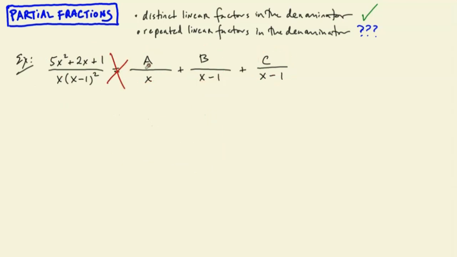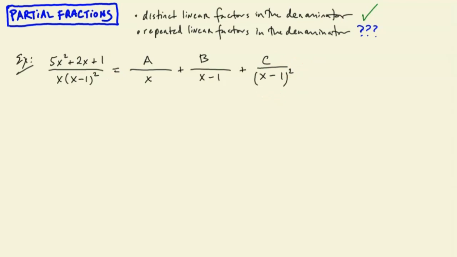There is no way to choose constants a, b, and c to make that happen. However, there is a little twist we can make so that something very like this will work. The only difference is in this third term. Instead of having our constant over x minus 1, a second copy of the x minus 1, we put it over x minus 1 squared.